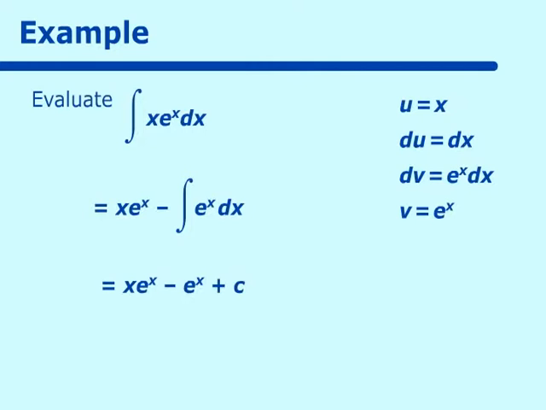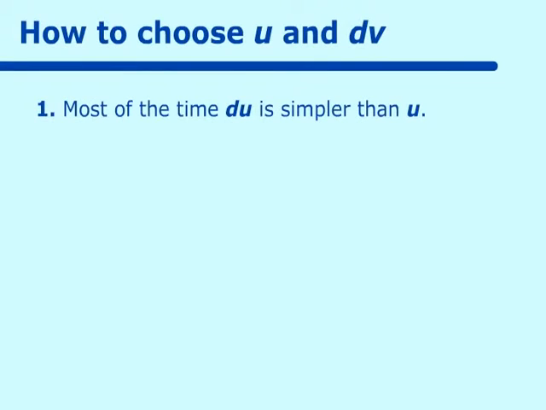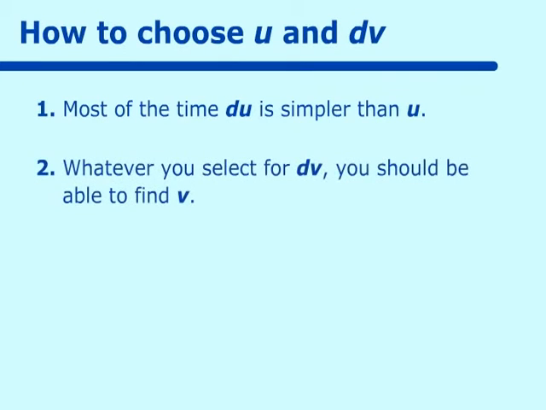Again, going back, we picked u to be x, we picked dv to be e to the x. Well, how do we choose these? Most of the time, du is simpler than u. If we choose x squared to be u, its du is 2x. Secondly, whatever you select for dv, you should be able to find the antiderivative v. You cannot choose dv to be ln of x right now because you do not know what the antiderivative of ln of x is. And then v should be simpler than dv most of the time.